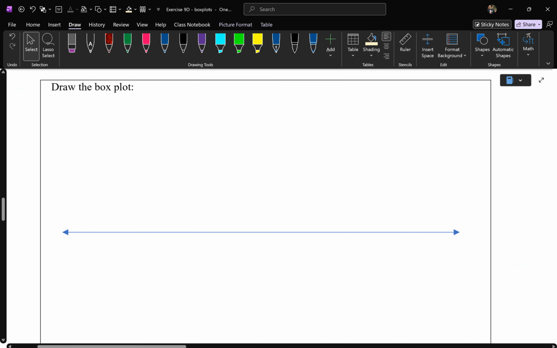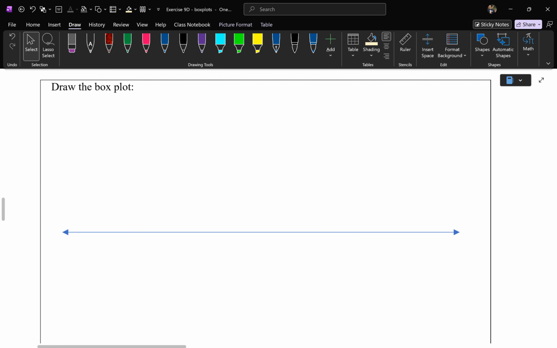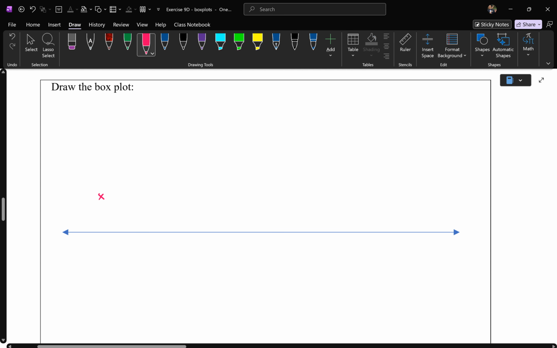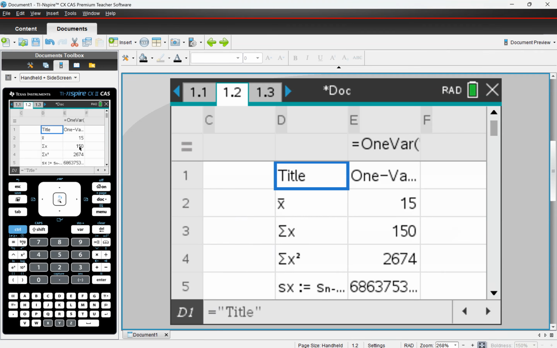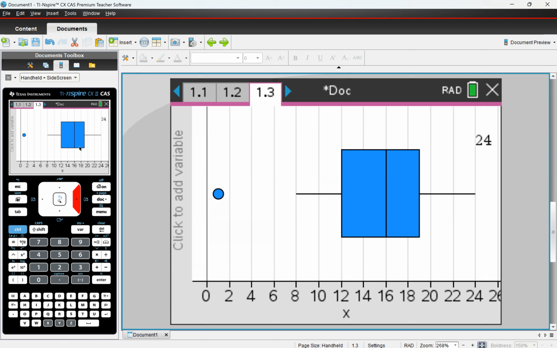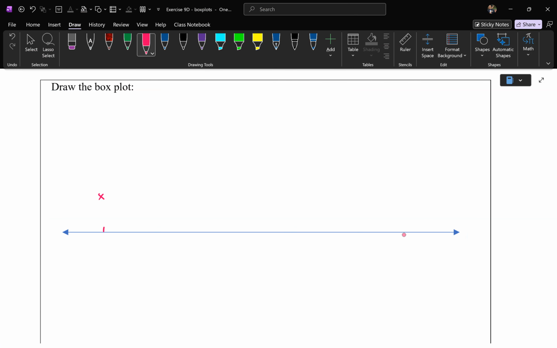Drawing the box plot, yes, you do need to measure. You've got to use a ruler to draw your number line, and you do have to label it to scale. That's the only little detail when you're graphing a number line. We do normally use a cross for an outlier. On your calculator, they use a circle, but we do a little cross and the number underneath.